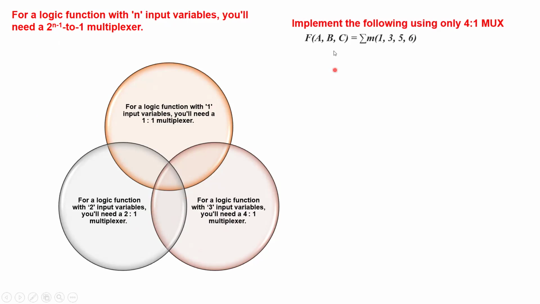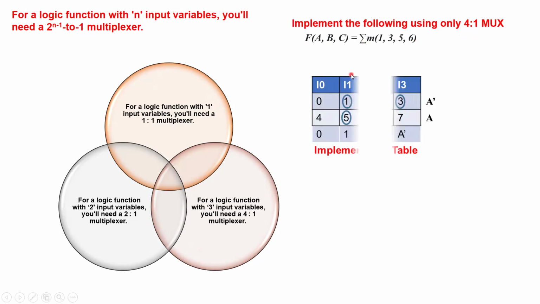So let us solve this example where you have clearly given 3 input variables A, B, C, n equal to 3, and according to this statement you are asked to use 4:1 MUX. Remember, we can also use straightforwardly 8:1 MUX. However, now the challenge here is to use only 4:1 MUX. So the function F(A, B, C) is equal to summation of the following minterms 1, 3, 5, 6. So how do we go about that?